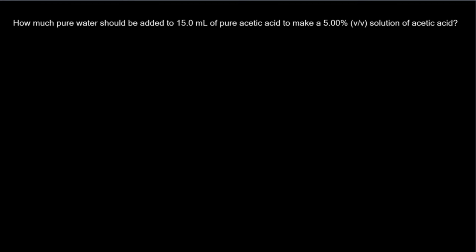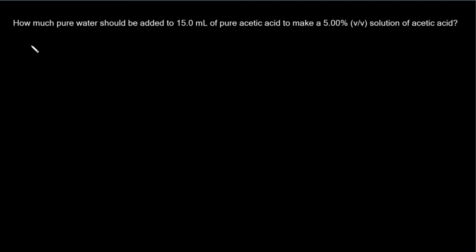Let's take a look at some examples to supplement the video you just watched on the concentration of a solution. Here we're asking how much pure water should be added to 15 milliliters of pure acetic acid to make a 5% volume solution of acetic acid. That's pretty much just like your regular white vinegar that you might buy at the grocery store.